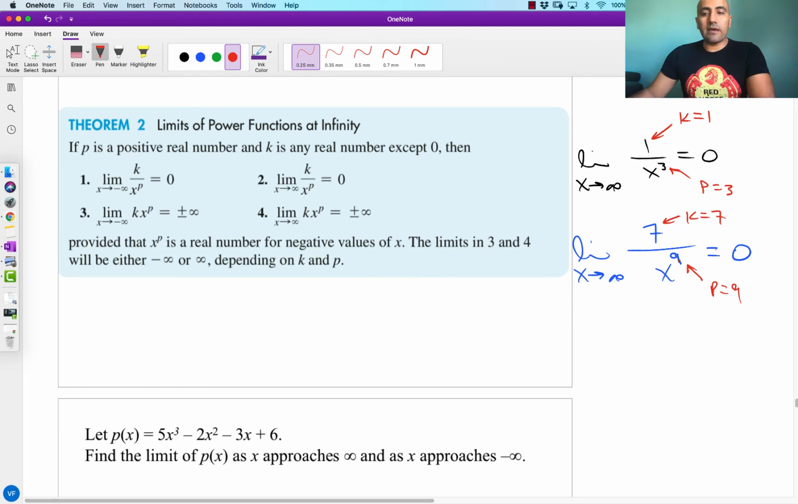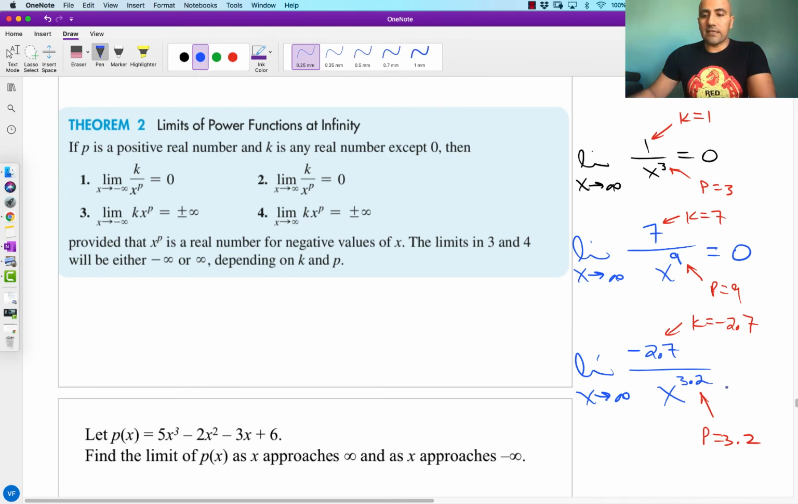It doesn't even have to be a counting number. It could also be like a decimal. The limit as x approaches infinity of negative 2.7 divided by x to the power of 3.2. It's a little uglier, but it fits this form. Here, p equals 3.2, and k equals negative 2.7. So I know that the whole thing is going to converge towards 0. Good? Okay, so that's what this one is saying.